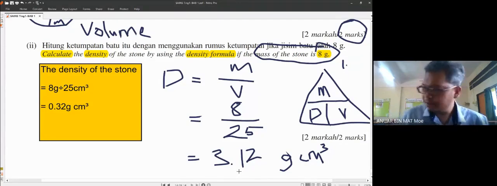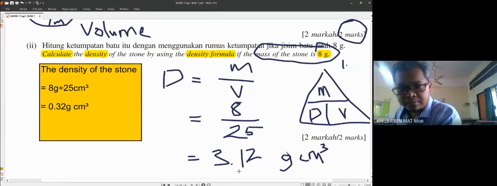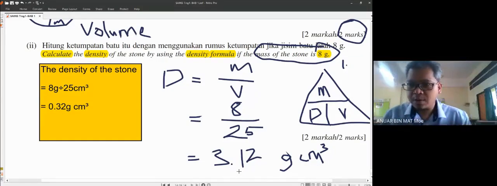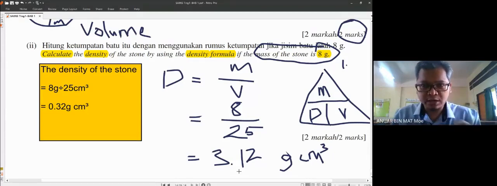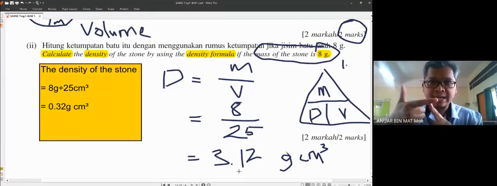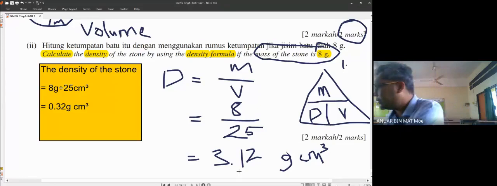Okay, can you understand this? Boleh faham? Okay, how many marks? 2 marks, like usual: step, calculation, and then answer.